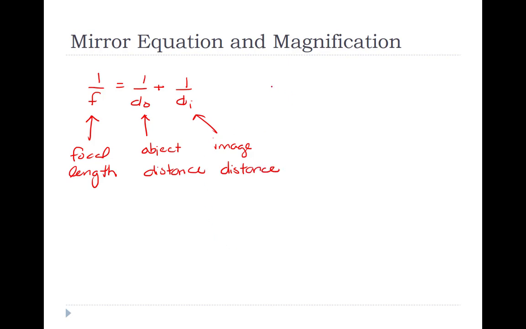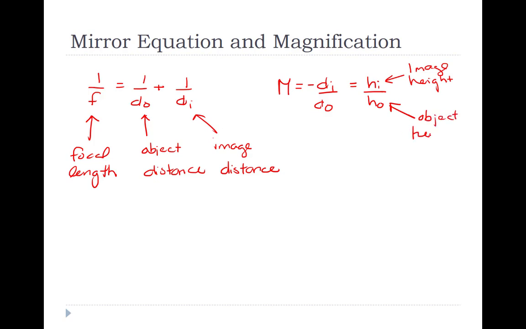The other formula we need is the magnification. There are two ways of calculating the magnification. One is by taking the negative ratio of the image distance to the object distance. And the other one is by taking the ratio of the image height to the object height. So HI is how big is the image. And HO would be how big is the object. If I were trying to image a 4-meter tall tree using a spherical mirror, HO would be 4 meters. Okay.